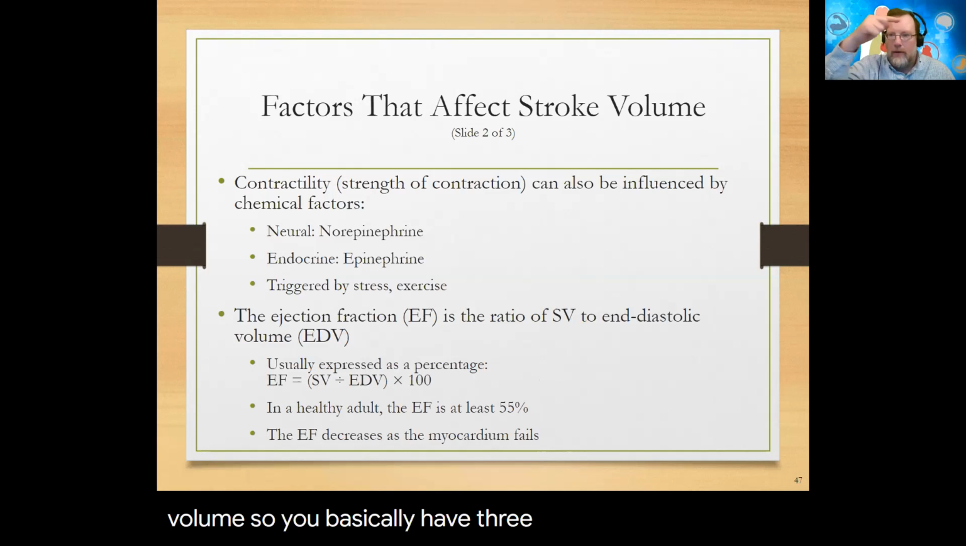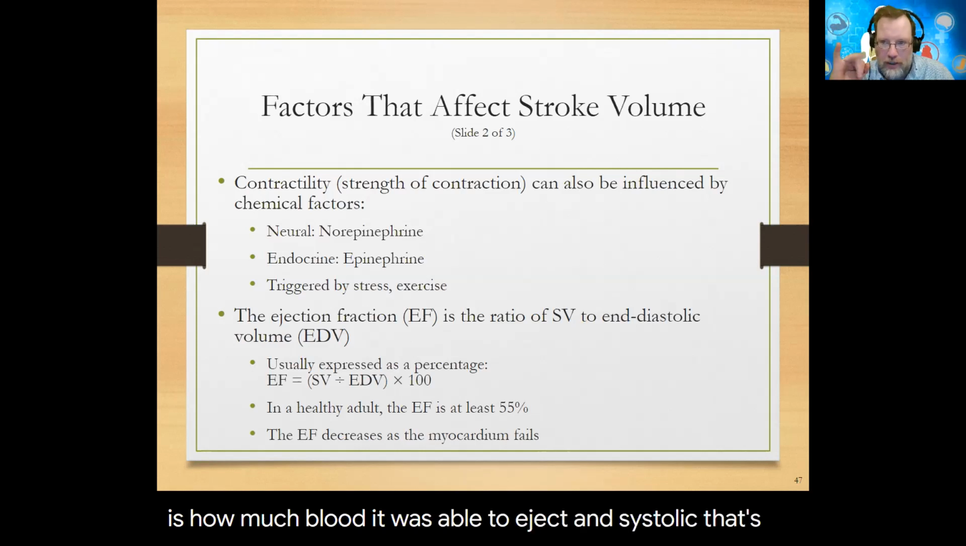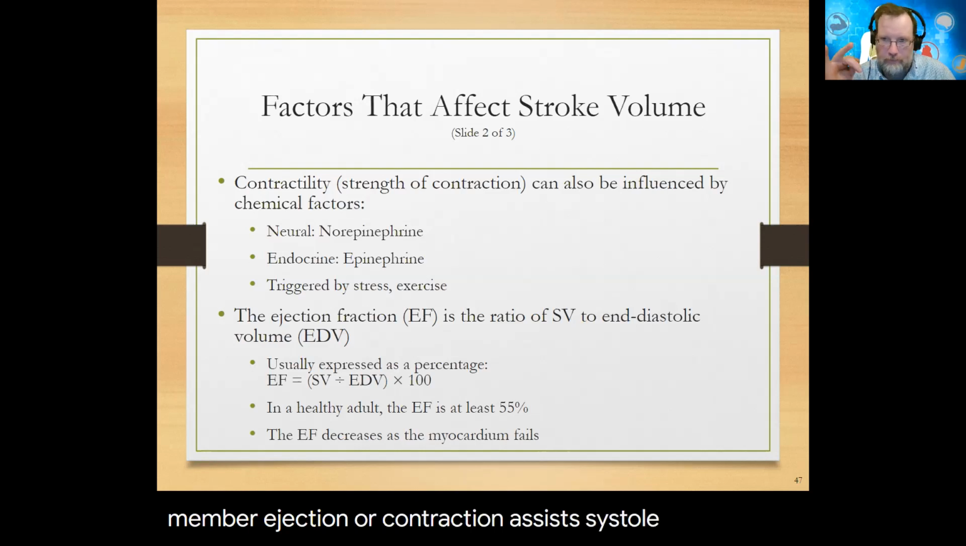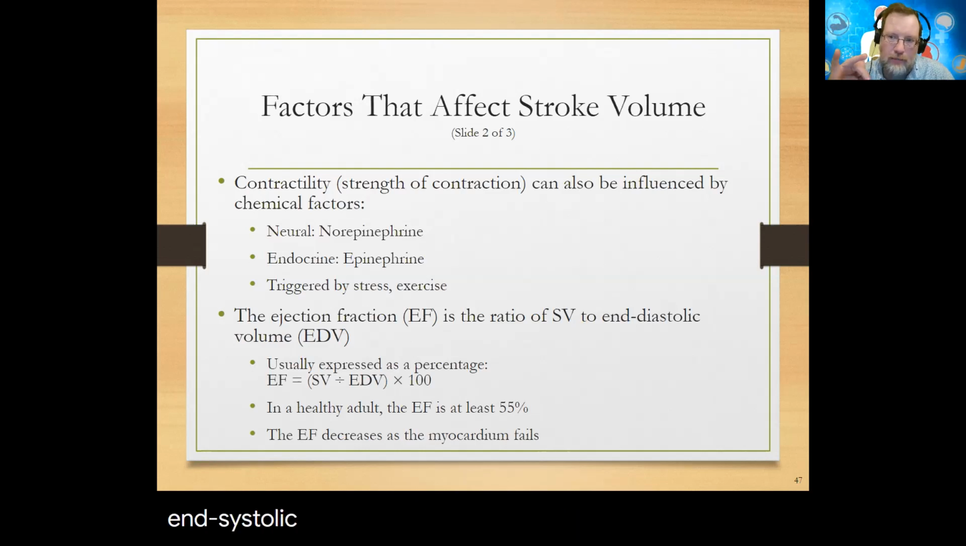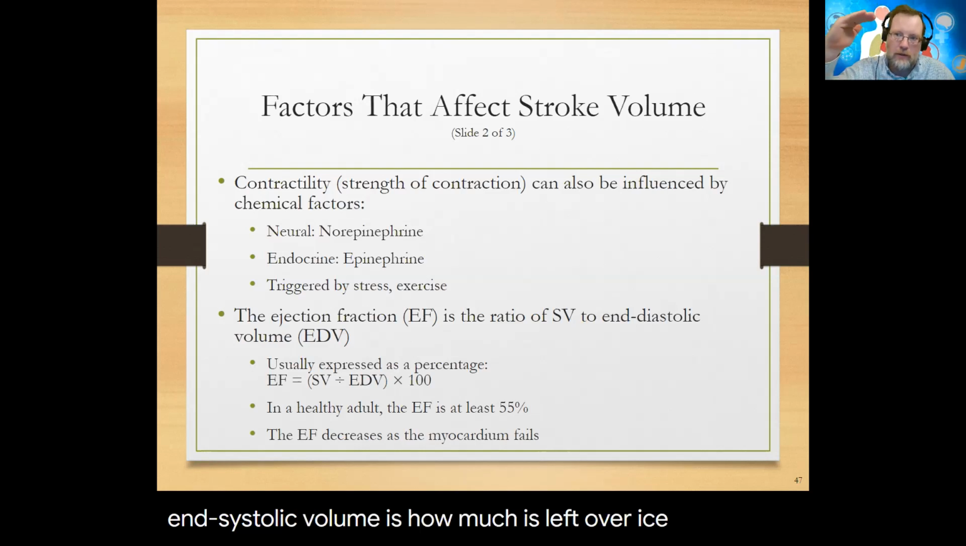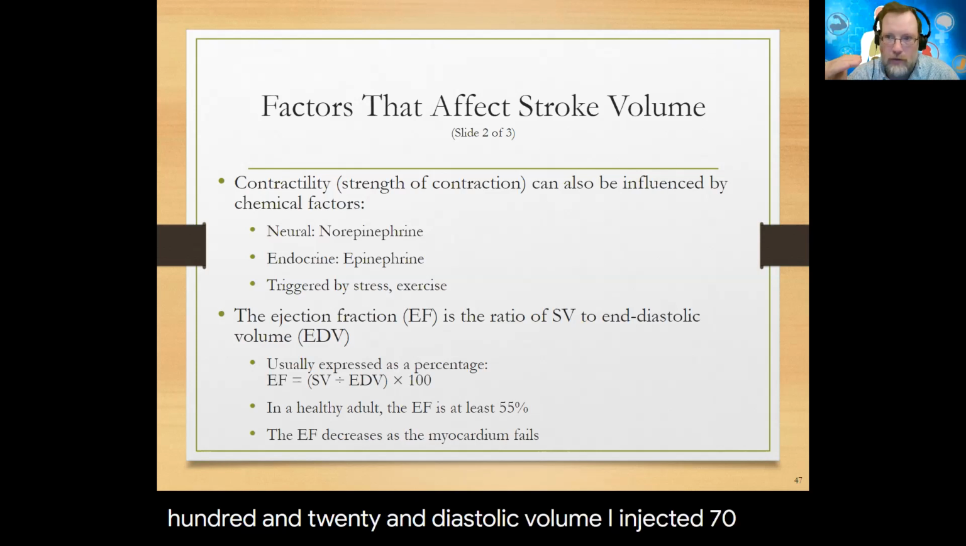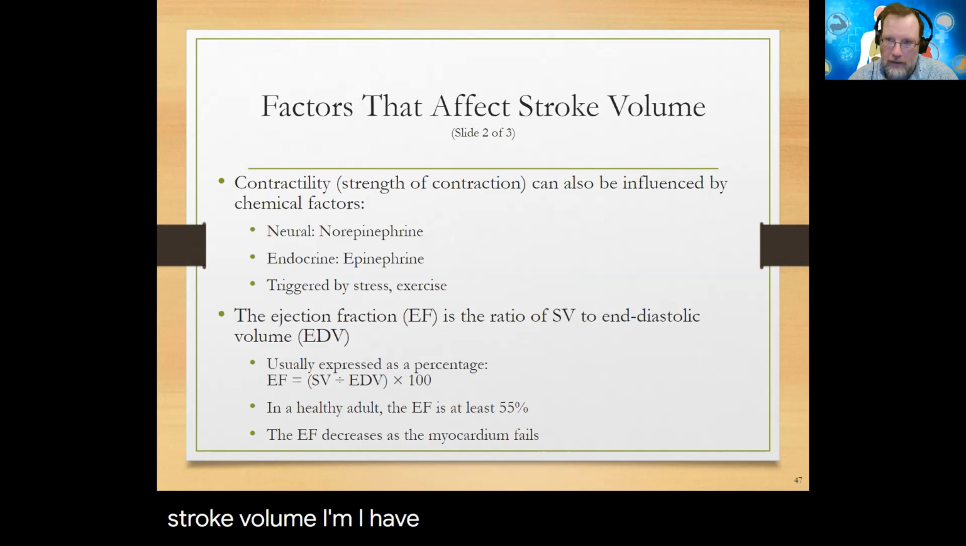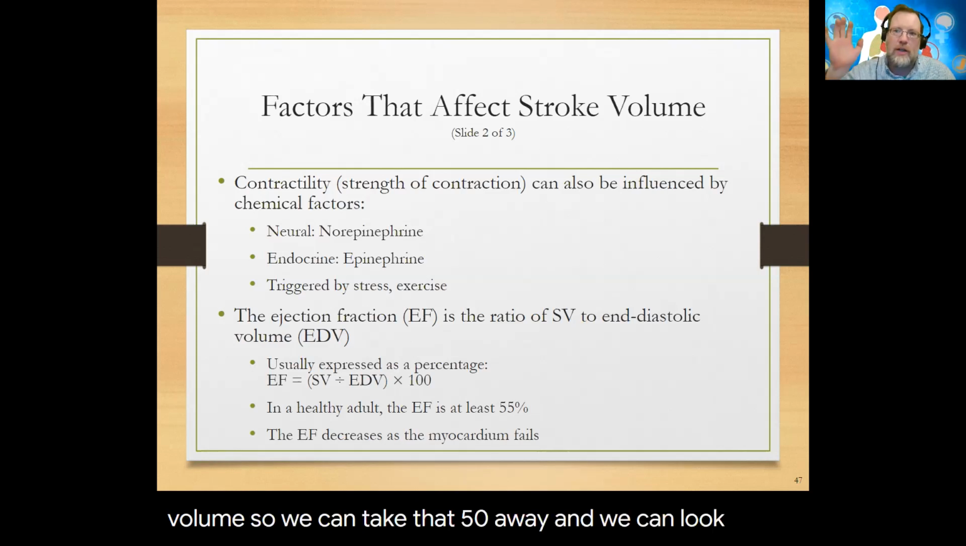So you basically have three steps. End diastolic volume is how much blood is in the ventricle. Stroke volume is how much blood it was able to eject. End systolic, remember, ejection or contraction is systole, so end systolic volume is how much is left over. I started with 120, end diastolic volume. I ejected 70, that's stroke volume. I have 50 left over, that's end systolic volume. So we can take that 50 away and look at ejection fraction.